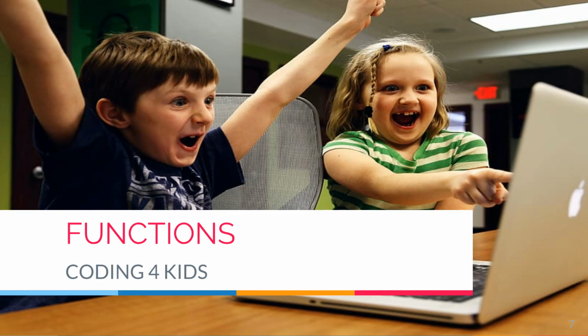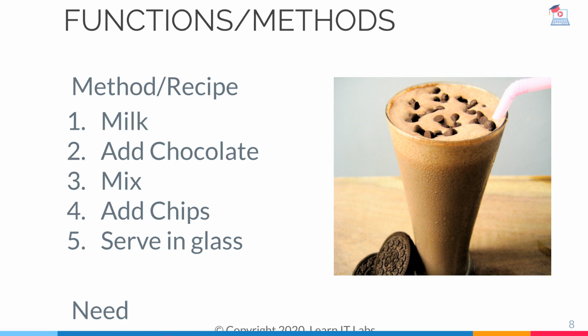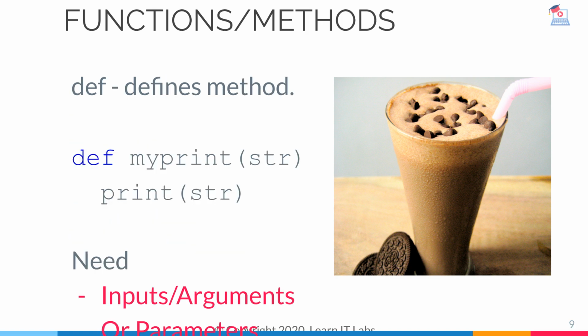Next, we'll dive into the world of functions, a fundamental concept in coding. Think of a function like a recipe. To make a chocolate shake, you need ingredients and a method to follow, step by step. In coding, def defines a method, like our myPrint function that takes a string as input and prints it. Functions need inputs, also called arguments or parameters.